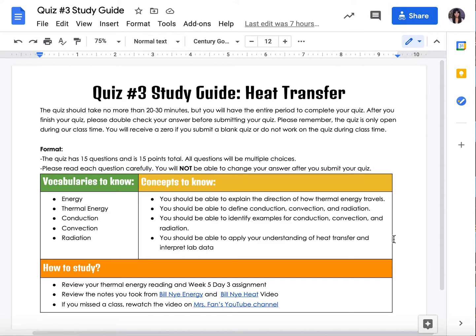You should be able to define conduction, convection, and radiation. You should be able to identify examples for conduction, convection, and radiation. And today in our Bill Nye video, we'll also be focusing on identifying more examples. You should be able to apply your understanding of heat transfer and interpret lab data.